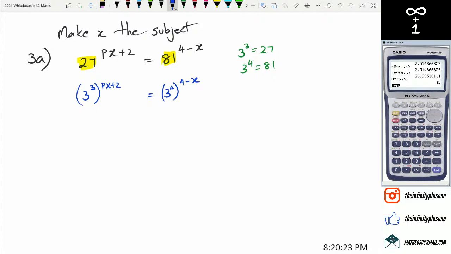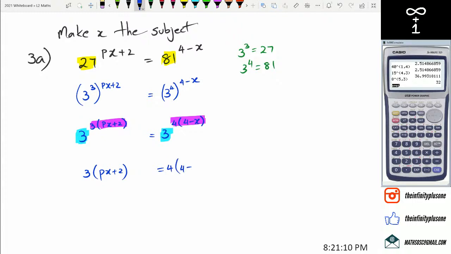Now, surprisingly, this question is not as challenging once I do a couple of steps. You'd be like, what the hell? Why didn't I think about it like this? Because look at this right now. All you've got to do is multiply the two powers. So we get 3 to the power of 3(px plus 2) equals 3 to the power of 4 times (4 minus x). We can expand the brackets if we want to, but because the two bases are the same, both of those powers must equal each other. So we can just write 3(px plus 2) equals 4(4 minus x).